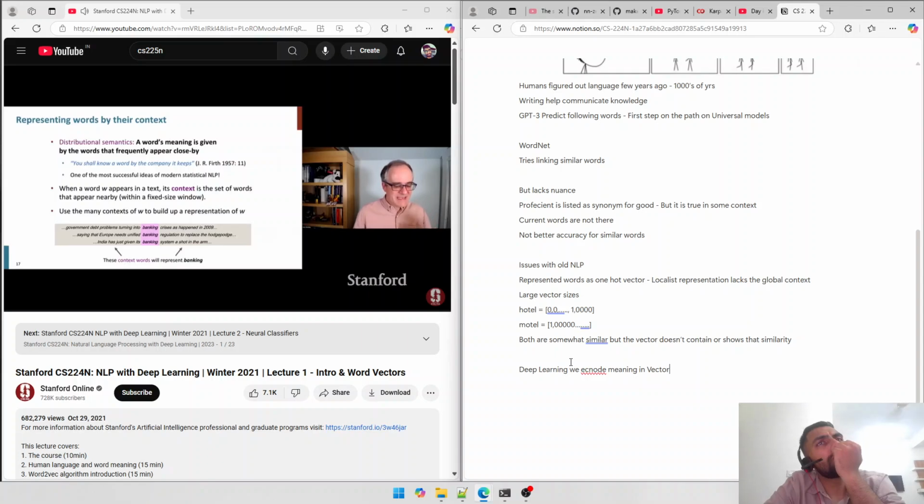While I'm here, let me just mention one distinction that will come up regularly when we're talking about a word in our natural language processing class. We have two senses of word, which are referred to as types and tokens. So there's a particular instance of a word. So in the first example, government debt problems turning into banking crises, there's banking there, and that's a token of the word banking. But then I've collected a bunch of instances of quote unquote the word banking.